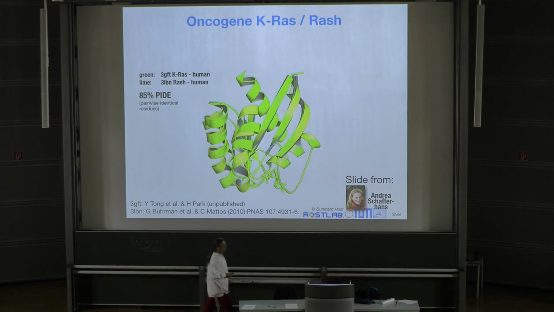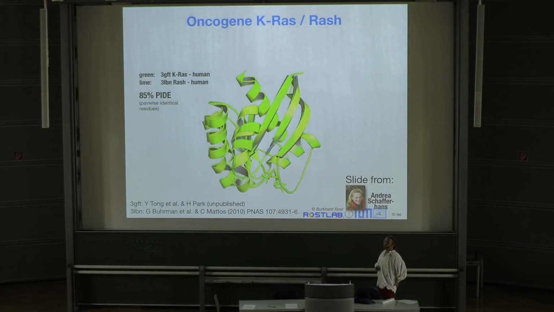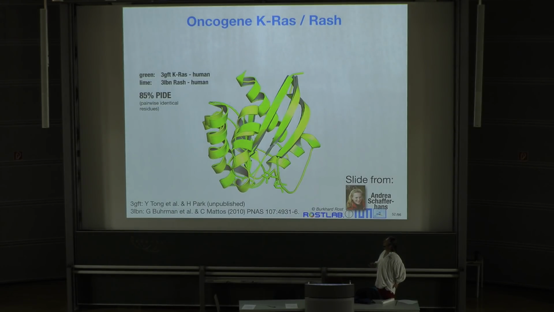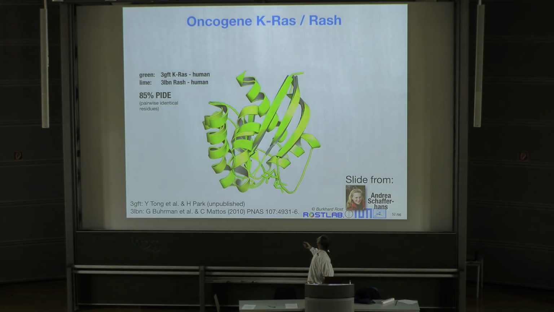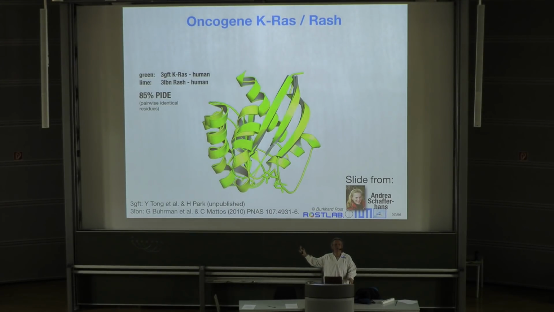What I'm showing here now, or what Andrea is showing here, is another protein, RASH. Now the lime, the light green and the green here have 85% sequence identity, so 15% of the amino acids are different, and still, in this case both are human, they look very similar, even down to the level of the binding site. Okay, they are no longer identical. This is much more different than what I showed you before, but it's 15% that already changed, okay?